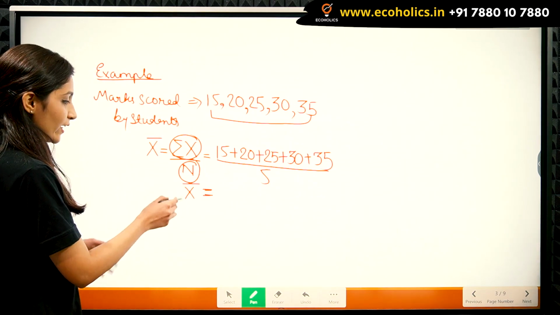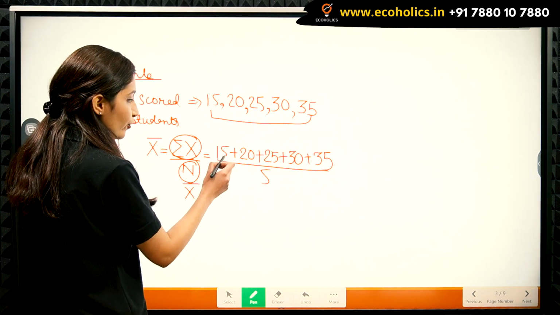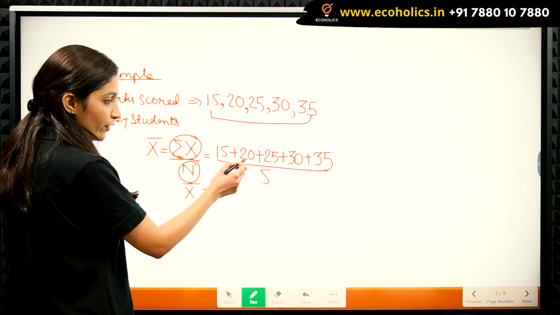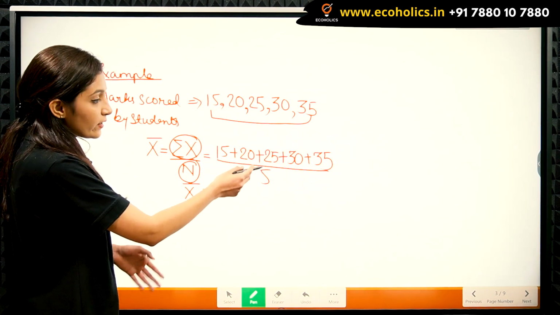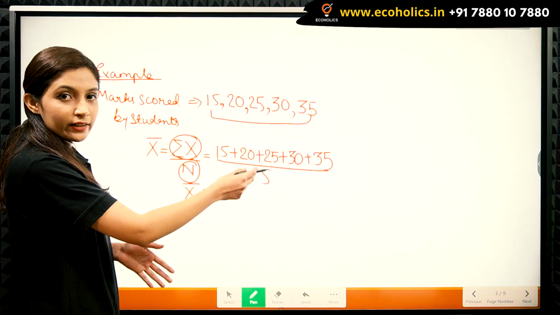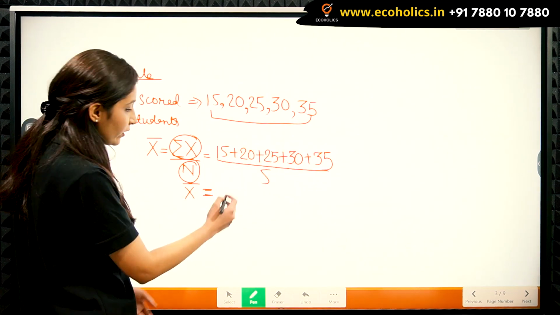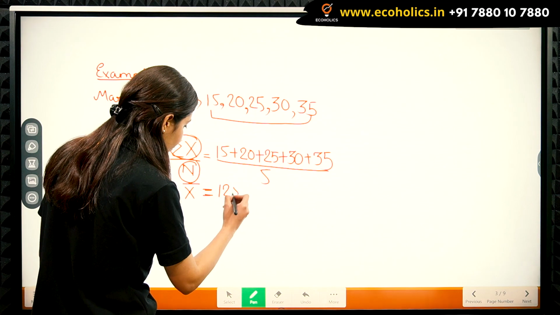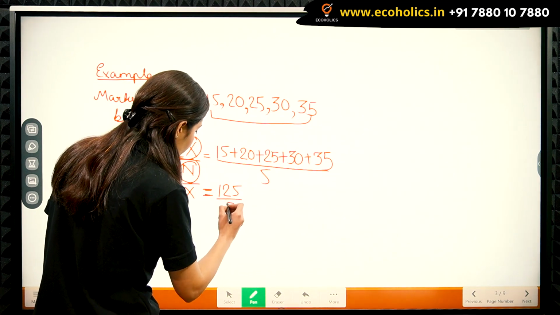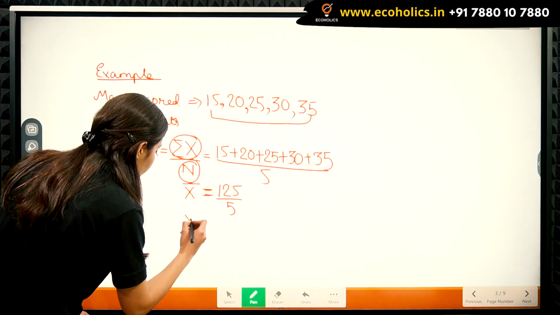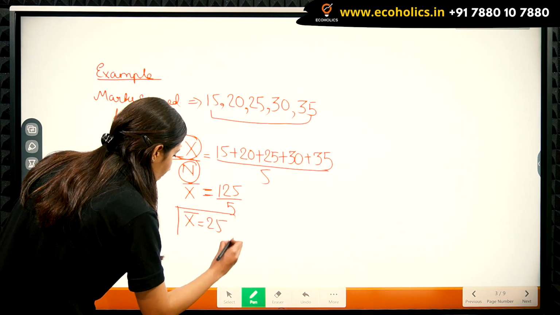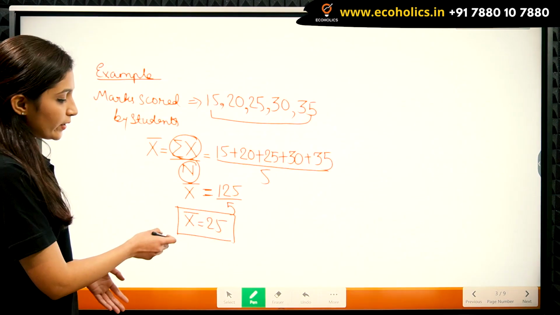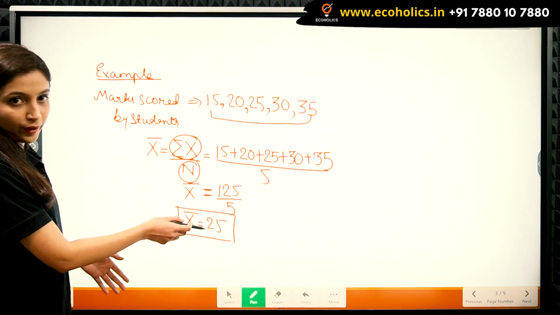This gives us x bar is equal to 15 plus 20 gives us 35, 35 plus 25 gives us 60, 60 plus 30 gives us 90 and 90 plus 35 gives us 125. So we have 125 divided by 5, which is equal to 25. So our arithmetic mean in this case would be 25.